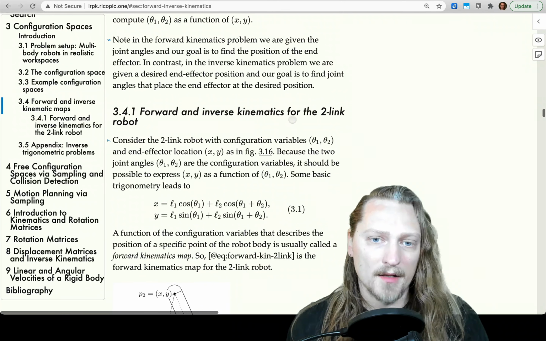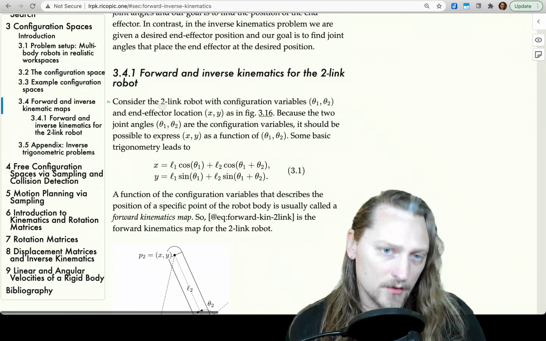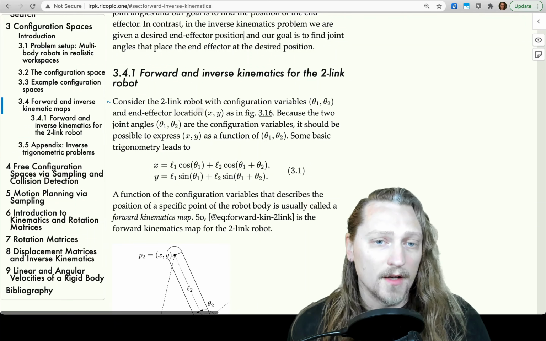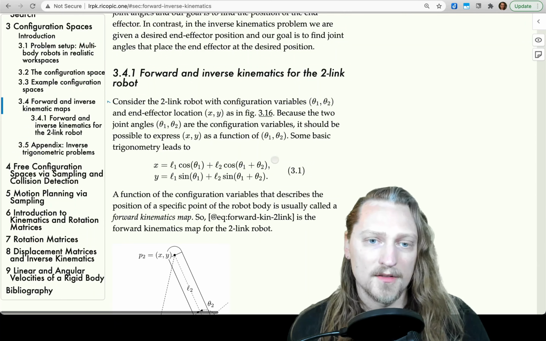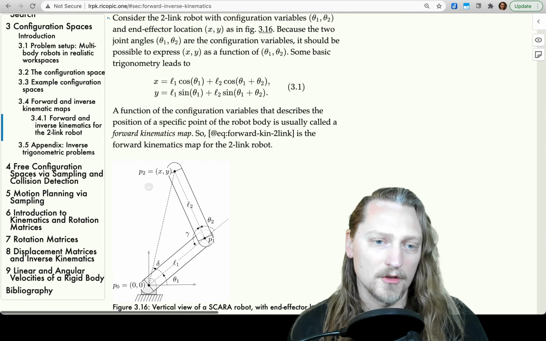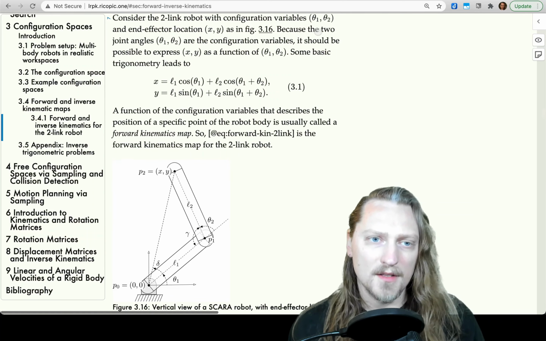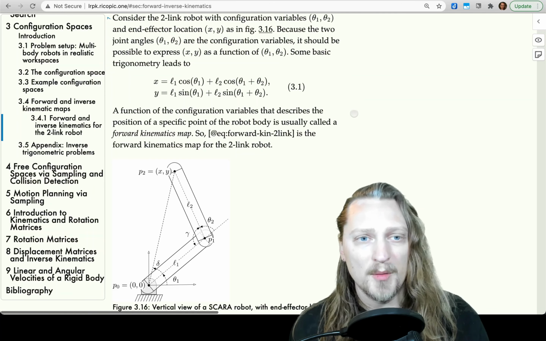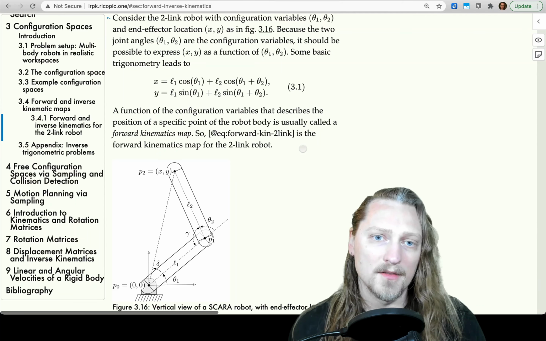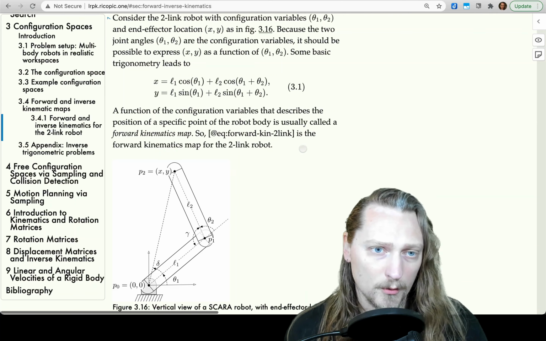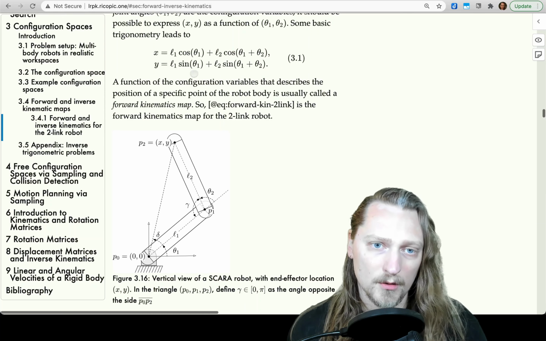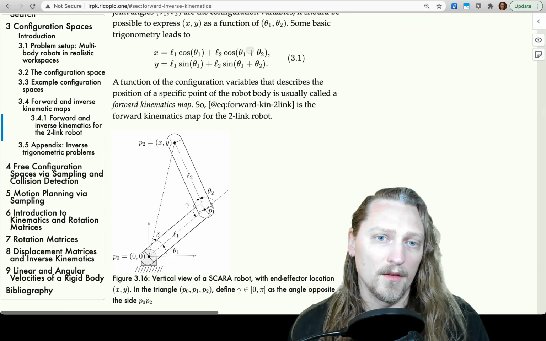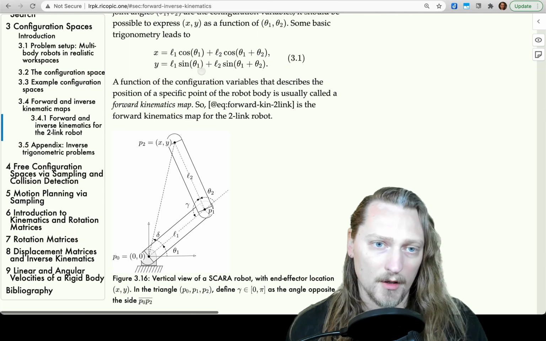Forward and inverse kinematics for the two-link robot. Consider the two-link robot with configuration variables theta 1, theta 2, and end effector location X, Y, as in figure 3.16, shown down here. Because the two joint angles, theta 1, theta 2, are the configuration variables, it should be possible to express X, Y as a function of theta 1, theta 2. Some basic trigonometry leads to equation 3.1, which computes X in terms of theta 1 and theta 2, and Y in terms of theta 1 and theta 2.